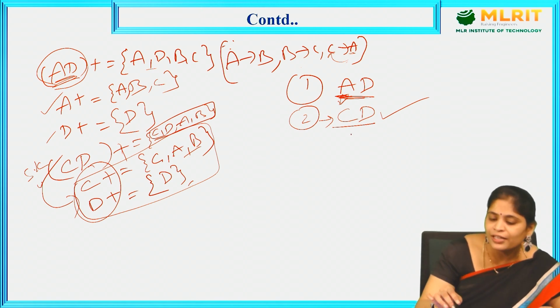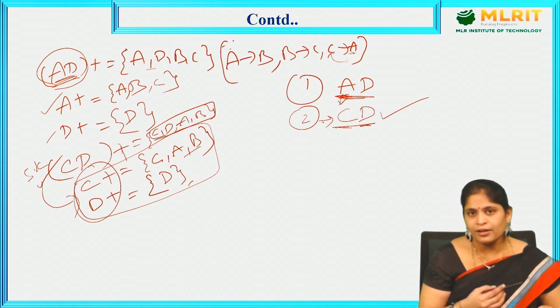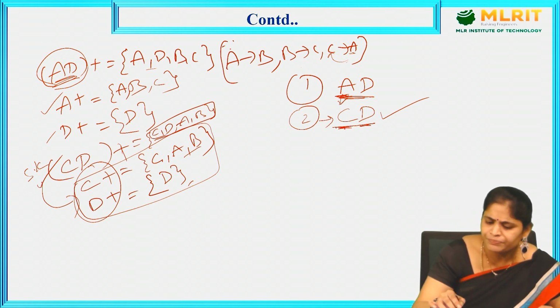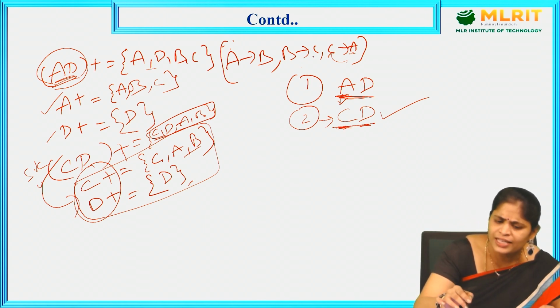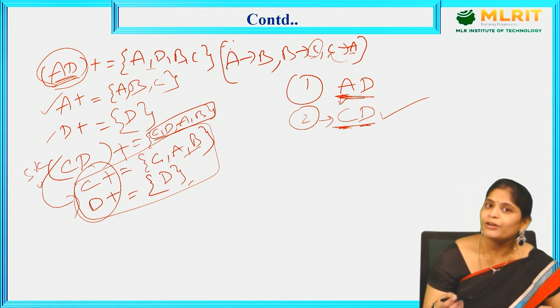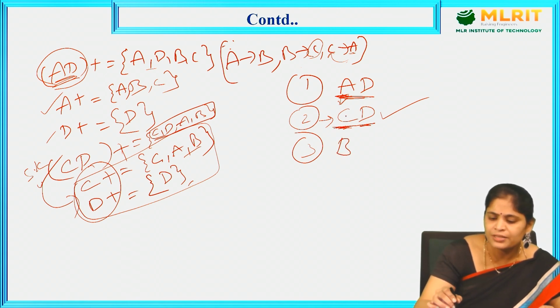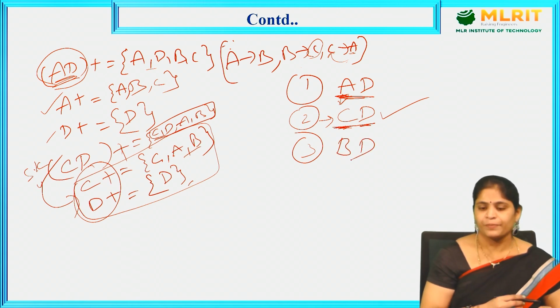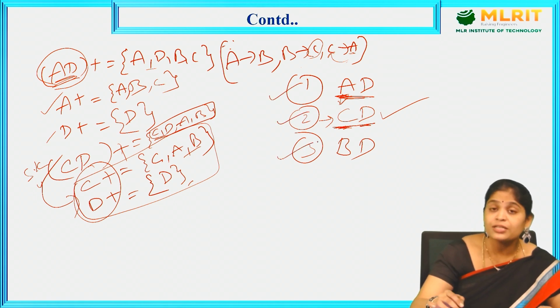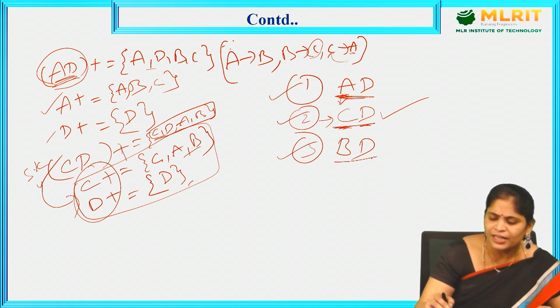Check whether these attributes are available in the right hand side of the given FDs. See here C. Is C there in the right hand side? Yes, it is available. So by which attribute do we need to replace it? C is derived by B. So replace C by B. This is the procedure to find more candidate keys. Clear? So BD. Let us find BD.